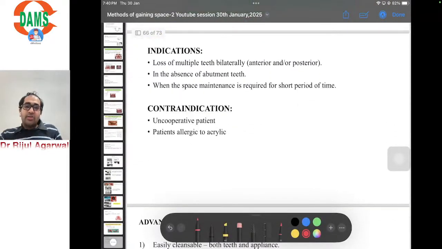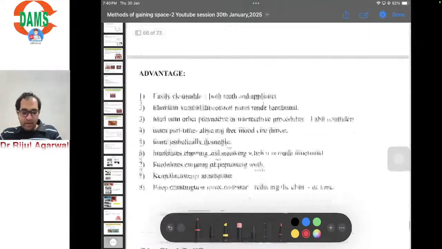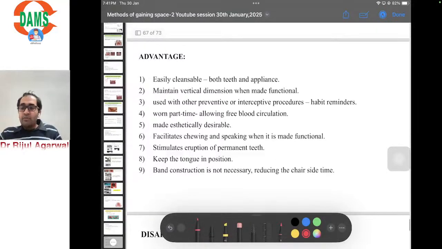So what are the indications? There is loss of multiple teeth unilaterally, either in the anterior or posterior region, absence of abutment teeth, or when the space maintenance requirement is for a short period of time. Contraindications are an uncooperative patient and a patient allergic to acrylic. What is the advantage of the removable one? It's easily cleansable, both the appliance and the teeth.